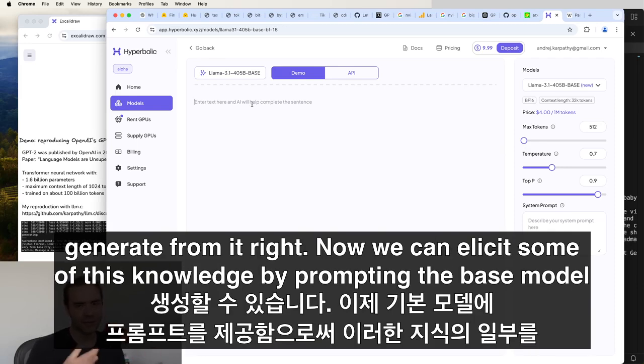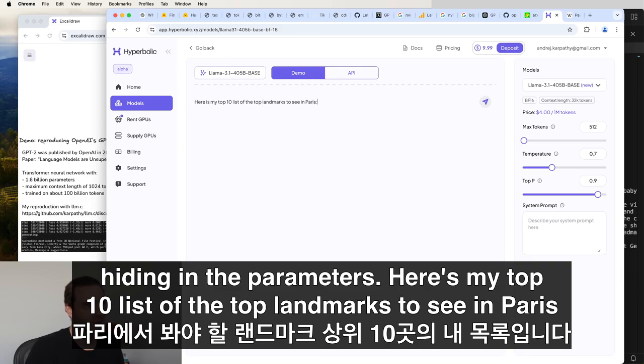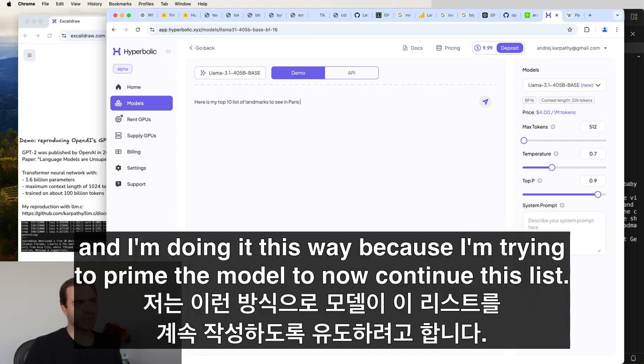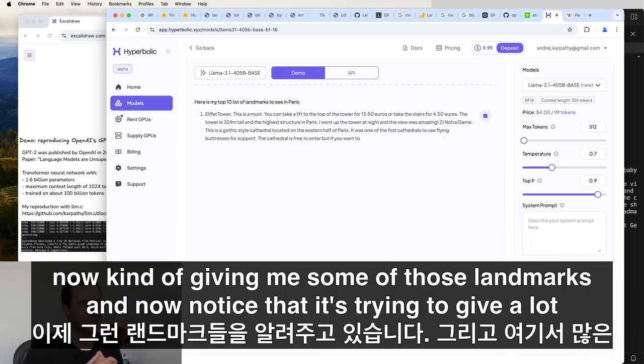Now, we can elicit some of this knowledge by prompting the base model accordingly. So for example, here's a prompt that might work to elicit some of that knowledge that's hiding in the parameters. Here's my top 10 list of the top landmarks to see in Paris. And I'm doing it this way because I'm trying to prime the model to now continue this list. So let's see if that works when I press enter. Okay, so you see that it started a list and it's now kind of giving me some of those landmarks.